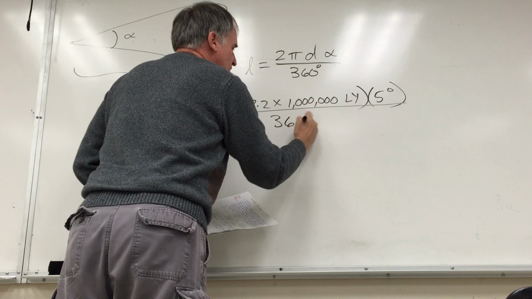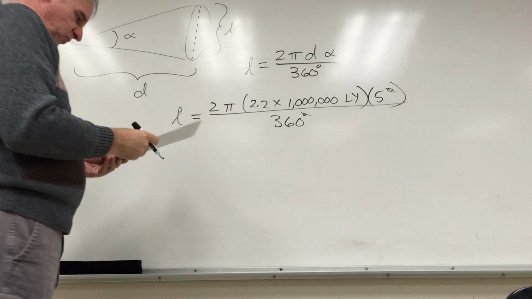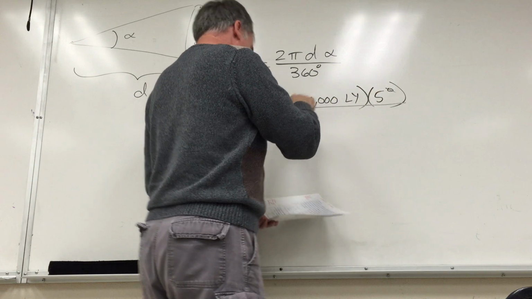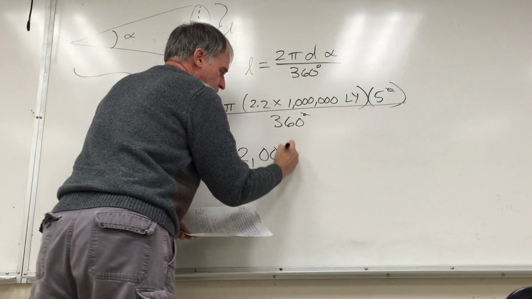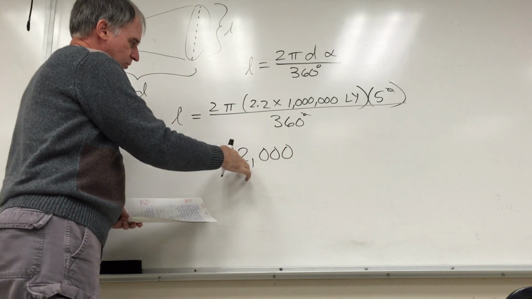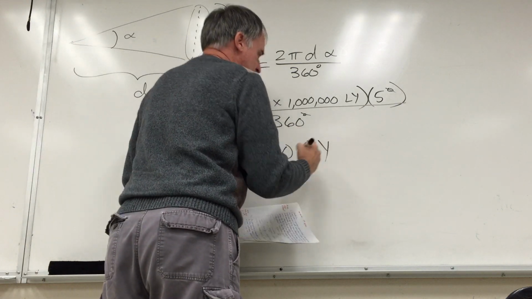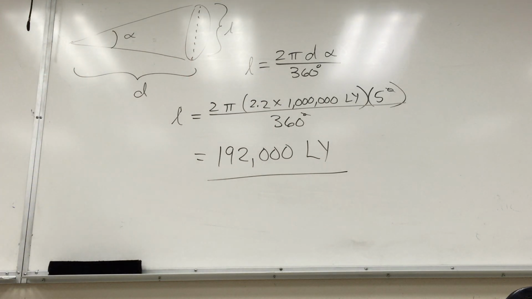Divided by 360 degrees. So the degrees units cancel out, but we still have our numbers there. If we do 2 times pi times 2.2 times a million times 5 divided by 360, we get 192,000. I may have rounded off, just kept the first 3 non-trivial digits, and we have light years. And that's our answer. The diameter of the Andromeda galaxy, 192,000 light years. It would take light 192,000 years to travel from one end of the galaxy to the other.